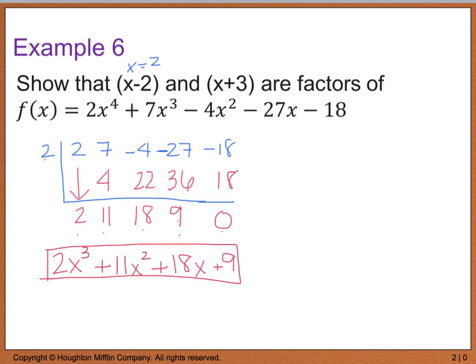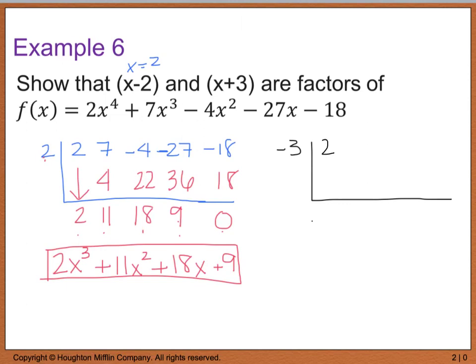Or I can now go ahead and do x plus 3, which is going to give me a negative 3. And you can do one of two things to prove that this is a factor. You can either do synthetic division on the original polynomial and prove that you get a remainder of 0, or you could do the synthetic division on your new quotient and get 0 as well. And if you get 0, then that just verifies that you have another factor. For the sake of this example, let's just go ahead and continue on.